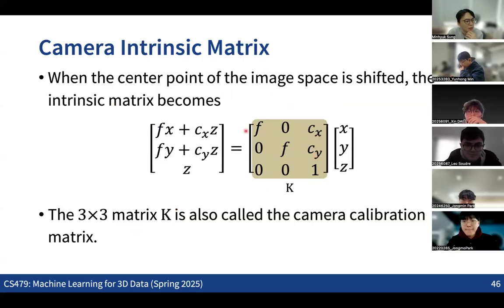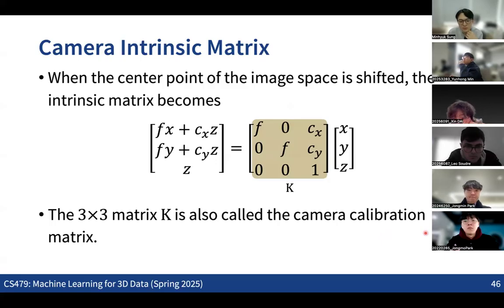So typically the camera intrinsic matrix is defined with the focal length and also some shifting information of the image plane, while some of those zero values can also be non-zero. If we have non-zero values here, that also represents some distortion or shearing in the projection process. But in the simplest model, we have the focal length information and also the image plane center information here. And this 3x3 matrix becomes the camera intrinsic matrix, and sometimes it's also called the camera calibration matrix.